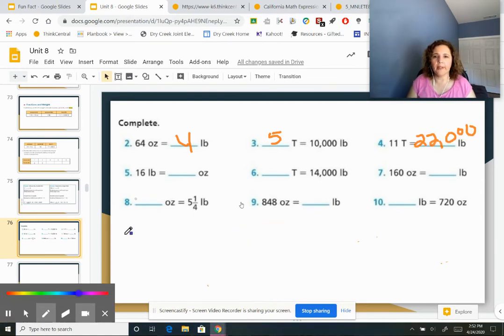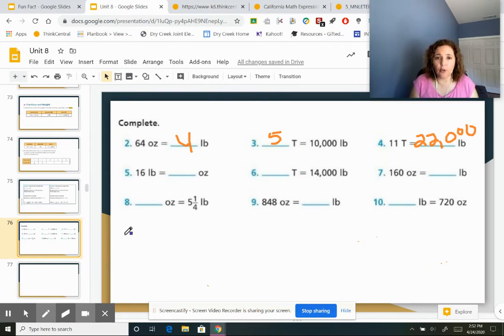Okay, let's do number 5. 16 pounds is how many ounces? So I know ounces is my smallest. I'm going to a smaller unit, so I know I'm starting from a larger unit to a smaller unit. So I must do what? Multiply, right? I need to multiply. And how many ounces are in 1 pound? If you said 16, you are correct. So then you need to multiply 16 times 16. Go ahead and do that.